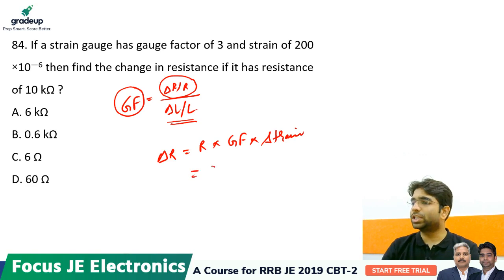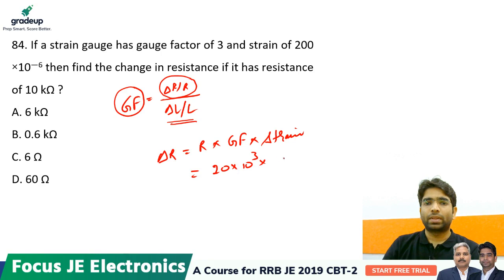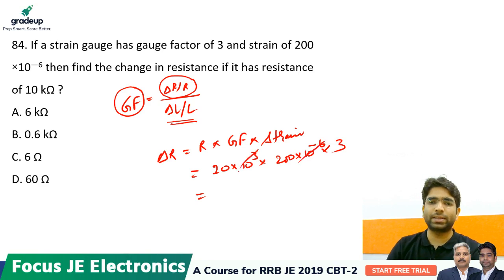What is the value of resistance provided to you? It is 10 kilo ohms. The gauge factor is provided as 3 and the strain is 200 into 10 raised to the power minus 6. So calculate with 10 raised to the power minus 6 and get the answer. What is the answer? 6.